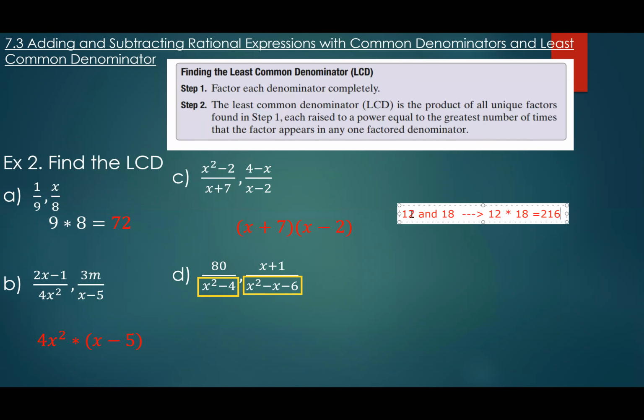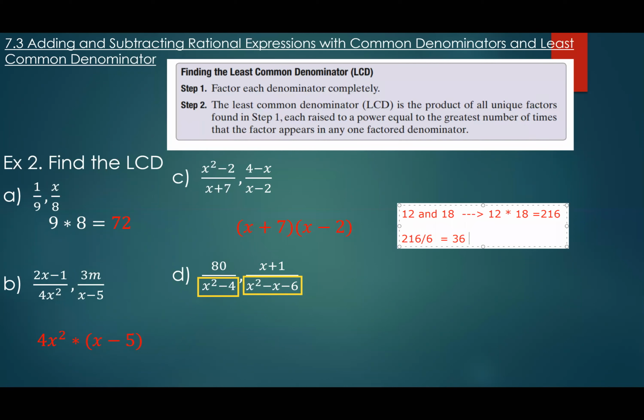So 216 is a common denominator, but it's not the least common denominator, because like I mentioned to you guys, between the 12 and the 18, do they have something in common? Do they have a common divider? In this case, they have a 6 as a common divider. So if you want to find the LCD, you can see that 216 divided by 6 will give you 36. And 36, that is your LCD.